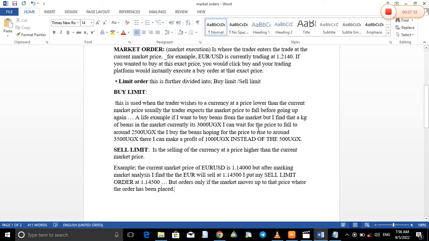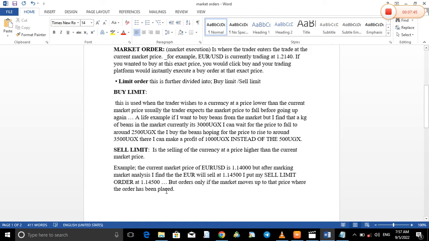Now if currently Euro USD is at 1.4 thousand, but after making market analysis, I find Euro USD will sell at 1.500, I put my sell limit order at 1.500. Are we together? The order is only activated if the market moves up to that price where the order has been placed.